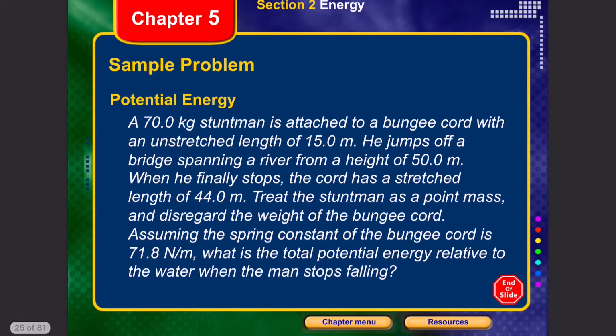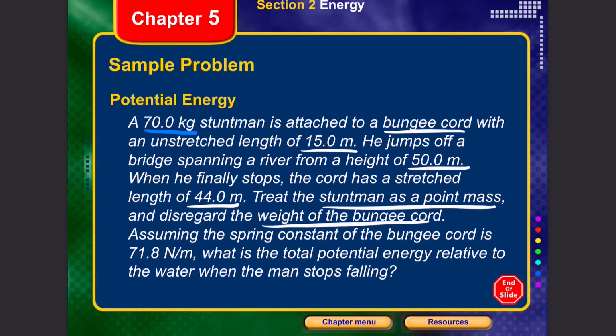So let's try to solve a problem here. A 70 kg stuntman is attached to a bungee cord with an unstretched length of 15 meters. He jumps off a bridge spanning a river from a height of 50 meters. When he finally stops, the cord has stretched a length of 44 meters. Treat the stuntman as a point mass and disregard the weight of the bungee cord.